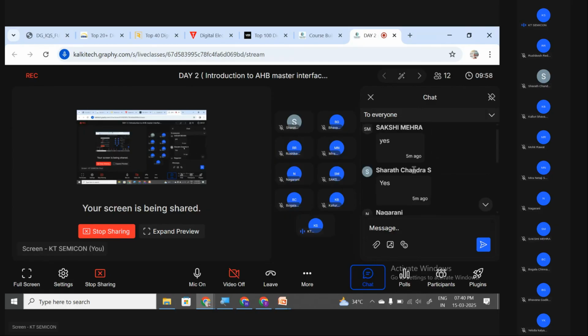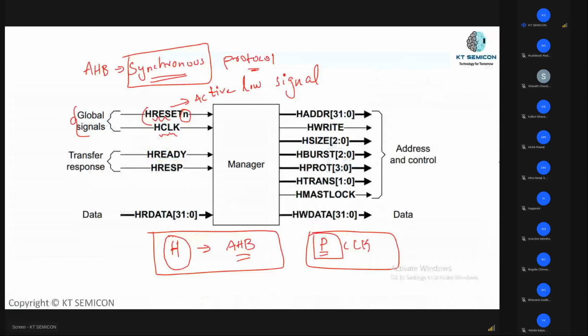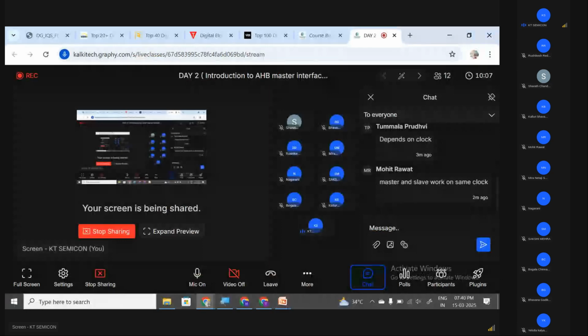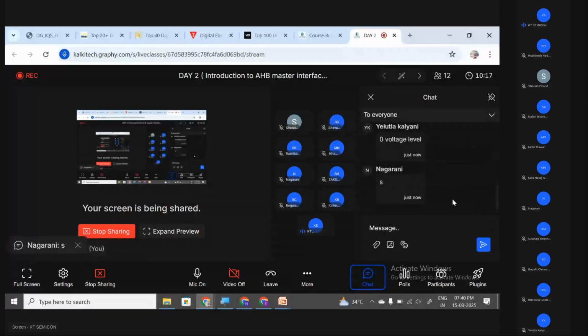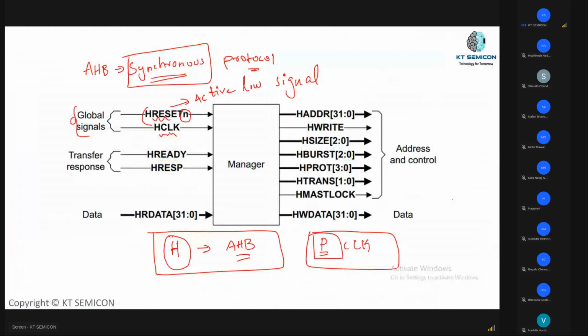Hello, is my voice audible? What do you mean by active low signal? Okay. So an active low signal means that if you apply zero, it will be activated. And in the case of an active high signal, if you apply one, it will be activated. So these are your two signals. These are your global signals.